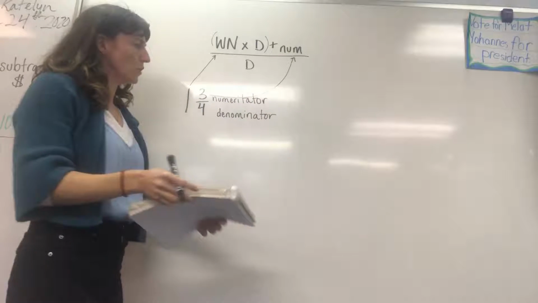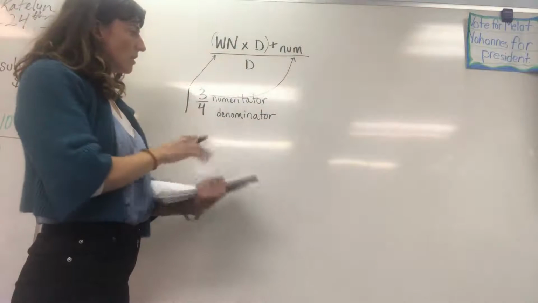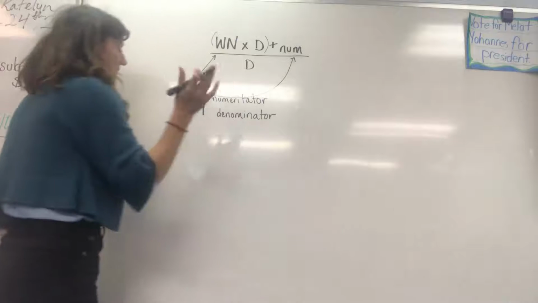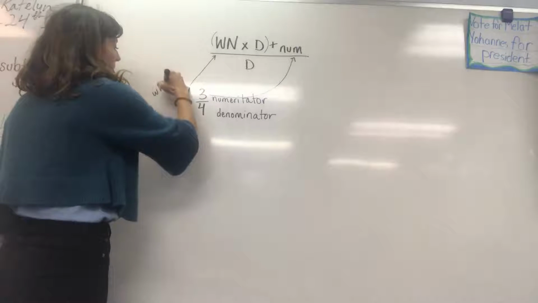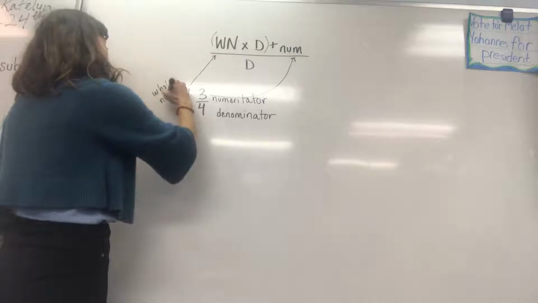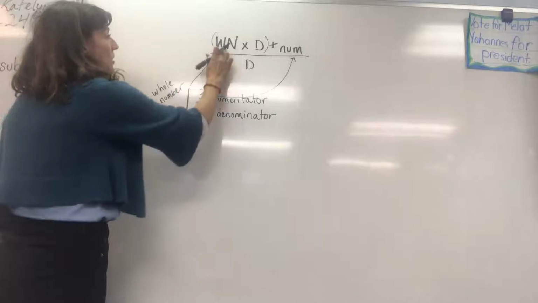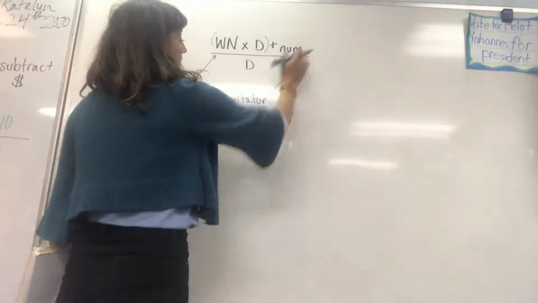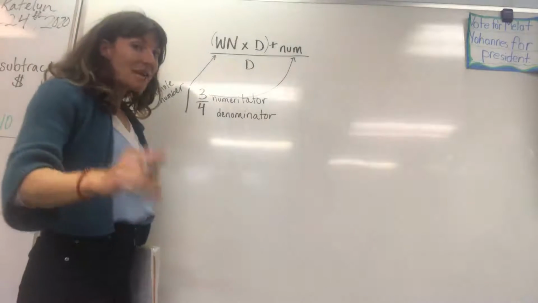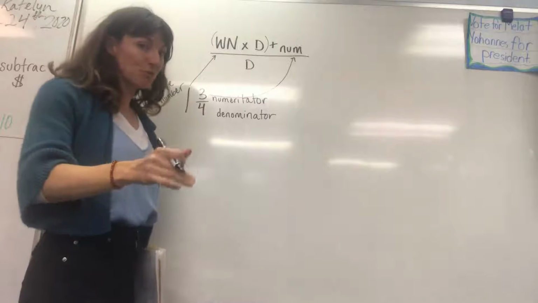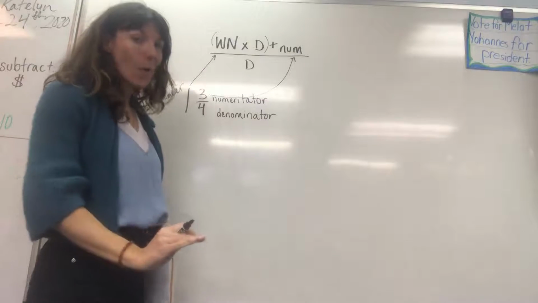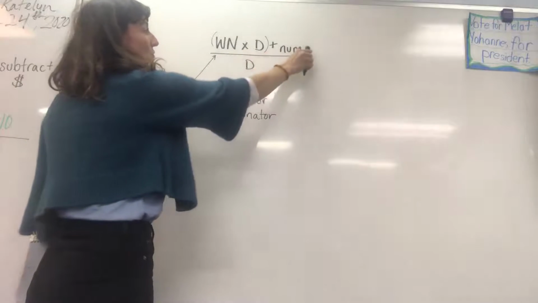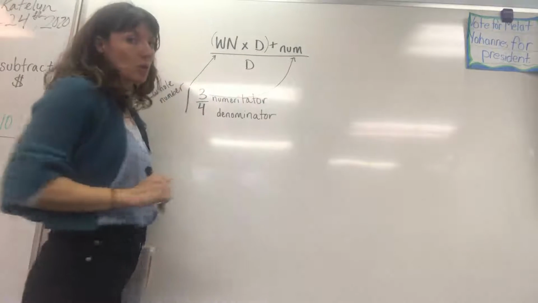Numerator. I don't know if I spelled that right. Anyways, it's very phonetic. And this is your whole number. Okay, the whole number goes here, your denominator goes in two places, here, and your numerator goes there. Whole number times denominator plus numerator all over your denominator.